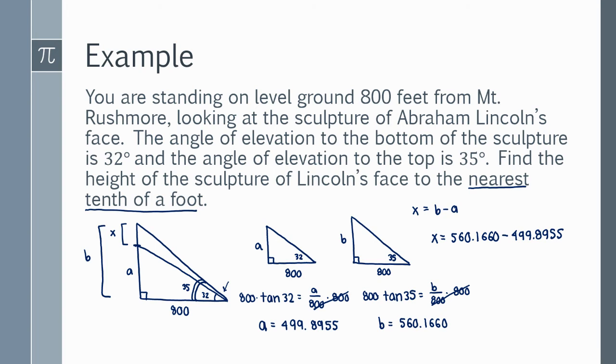Okay, so notice that we end up with, in the calculator, 60.2705, and so nearest tenth means 1 decimal. The 7 rounds that 2 up, and our units are feet. So Lincoln's face is going to be a height of 60.3 feet.